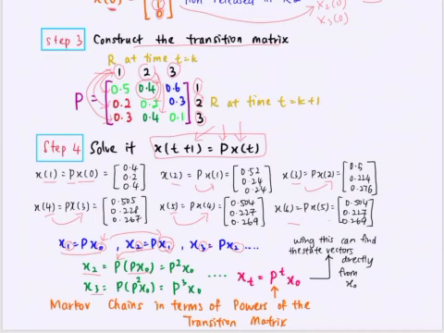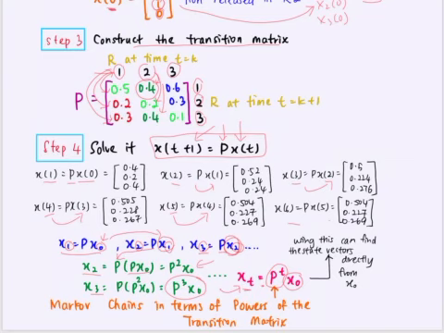If you have x3, the third month, so you have a P multiplied with x2. The x2 you found out here is P squared x0, so you substitute the P squared x0 here, and then you have P cubed x0. So Markov chains in terms of the power of the transition matrix is when you have these equations: x_t is equivalent to P raised to the power of a certain number multiplied with x0.